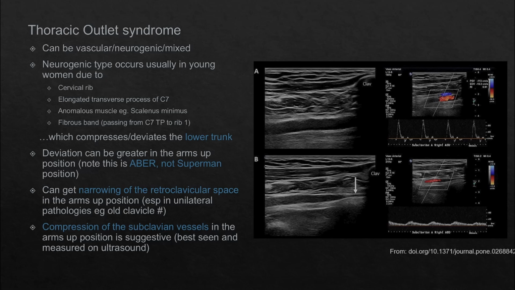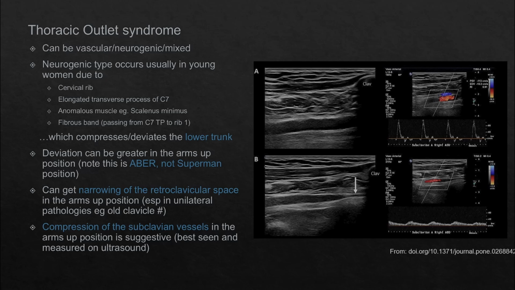In most cases, the deviation of the lower trunk is greater in the arms up position, and a note has to be made that when I say arms up position, this is in the Abba position, not the Superman position. And in most cases, in the Superman position or in full abduction of the arms, pressure on the brachial plexus is actually relieved, and you won't see any brachial plexus or vascular obstruction on MRI.